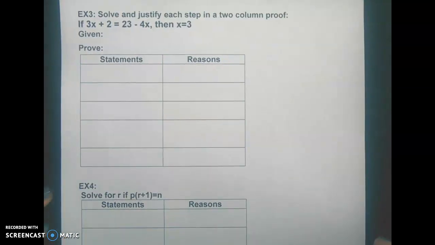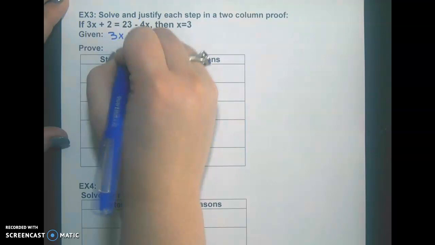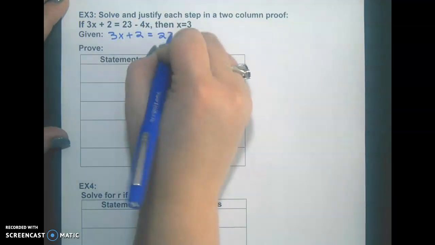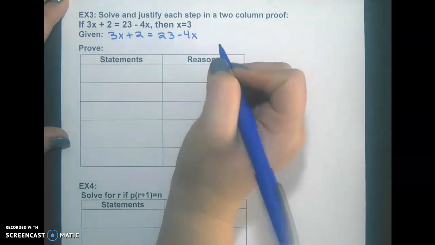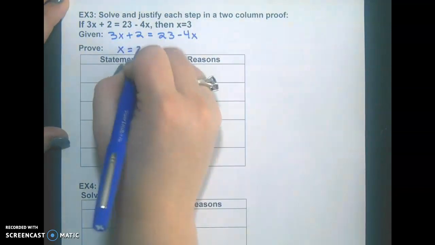Solve and justify each step in a two-column proof. We've already been doing that, so we should be experts by now. If 3x plus 2 is equal to 23 minus 4x, then x is equal to 3. So remember, my given comes after the word if. So given that 3x plus 2 is equal to 23 minus 4x, I want to prove the word that comes after then, that x is equal to 3.